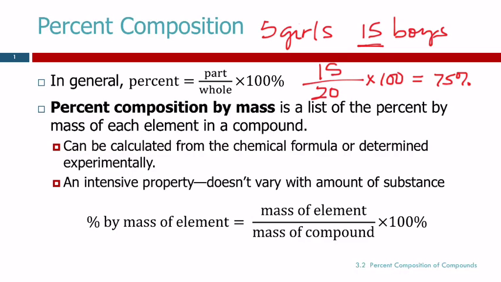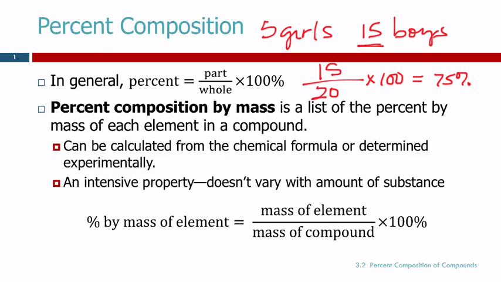We sometimes talk about the percent composition by mass of a given compound. That's just a list of the percent by mass of each element. So if the compound has 2 elements, it would be a list like 25% carbon and 75% hydrogen or whatever. We can calculate the percent composition from the chemical formula, or we can determine it experimentally by measuring the amounts of elements in a given compound. Percent composition is an intensive property. That means it does not vary with the amount of substance. If you have a small chunk of sodium chloride, the percent sodium will be the same as if you had a room-sized chunk of sodium chloride. So it's constant for that compound.